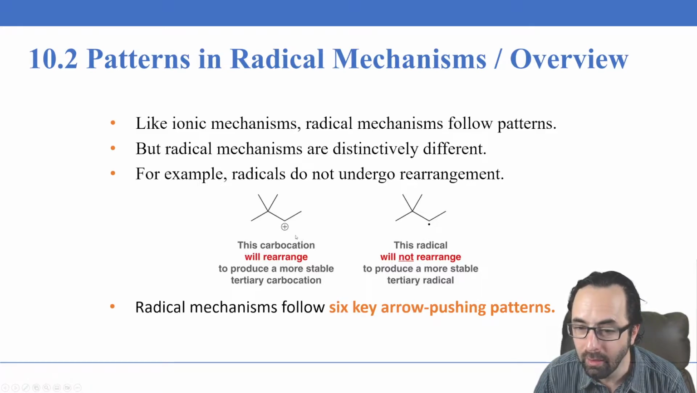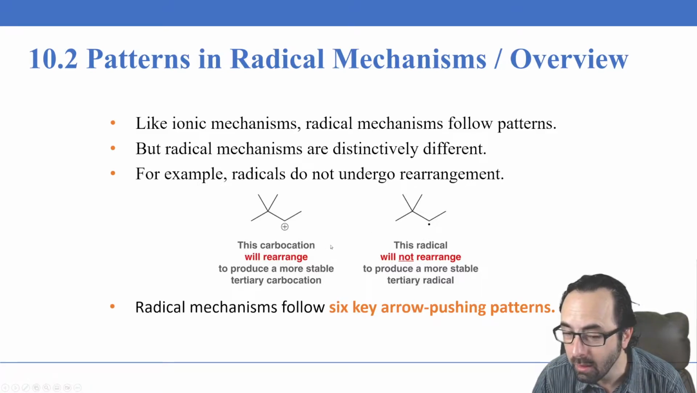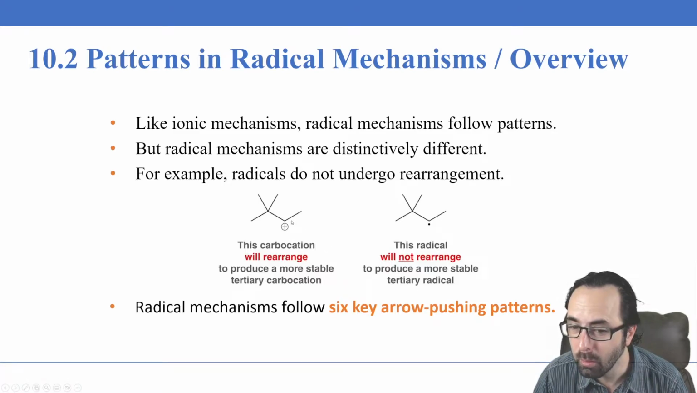You cannot have a carbocation rearrangement in the same way. So remember, this carbon has 3 bonds, no lone pairs. It's completely lacking 2 electrons. So it can go and make a bond, and that's no big deal. But radicals have this extra electron. There will not be a rearrangement to produce a more stable tertiary radical. So that's one key difference here between ionic mechanisms and radical mechanisms.